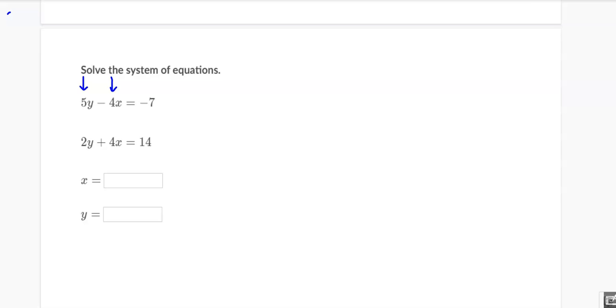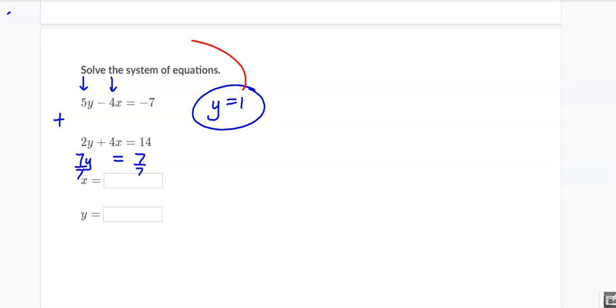I have a negative 4 and a positive 4. So I'm going to add these together and I get 7y. My x's are going to disappear and I'm going to get 7. And then divide both sides by 7 and you get y equals 1. So then when I plug the 1 back in, maybe I'll plug it into this top equation right here. Actually, it's got negatives in it. Why don't we put it into the bottom one? Might be a little bit easier.